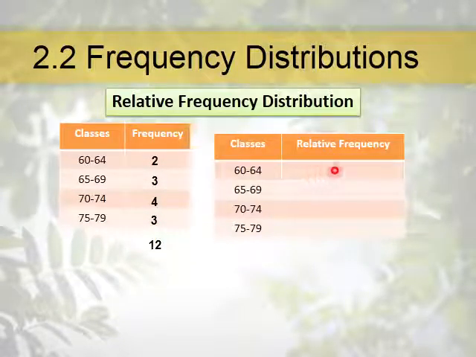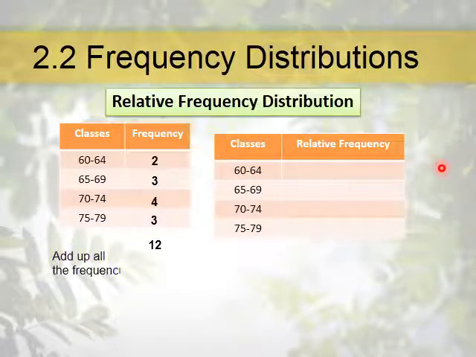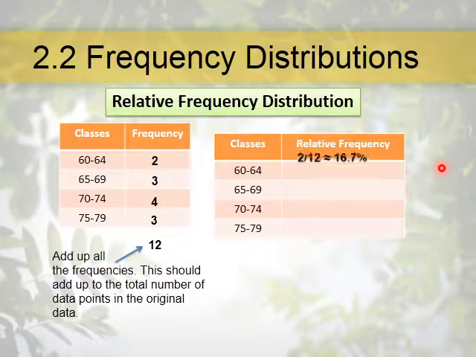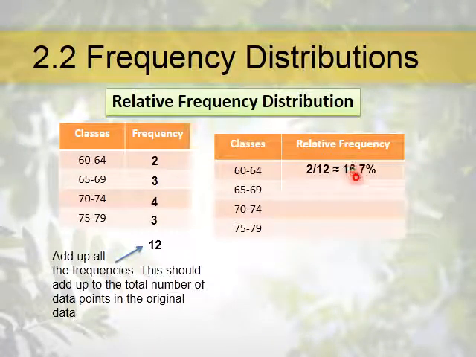So for my relative frequency for the first class, I simply take 2 divided by 12, and I get 0.167, and I can convert that into a percentage as 16.7%. Now, for a relative frequency distribution, you can either decide to have a percentage or leave it as a decimal as 0.167. But it's pretty common to be consistent. So if you decide to stick with decimals for the first one, stick with decimals for each of these. And if you decide to stick with percentages for the first one, stick with percentages for each class.